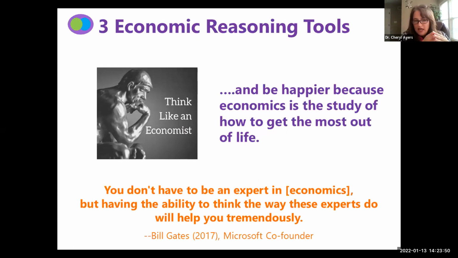And Bill Gates, who is not an economist, had this to say. Take a look and read that. So we're not suggesting that you even take a semester course in economics, although I bet a lot of you have, but if you're like me, you can barely remember it because it wasn't taught in a very accessible way. But certainly just having these thinking skills can make the difference.